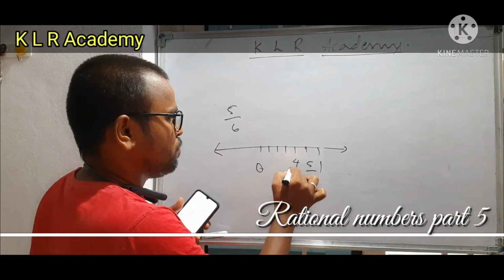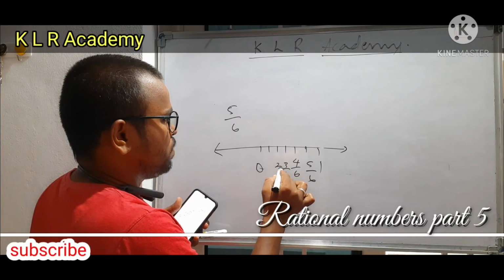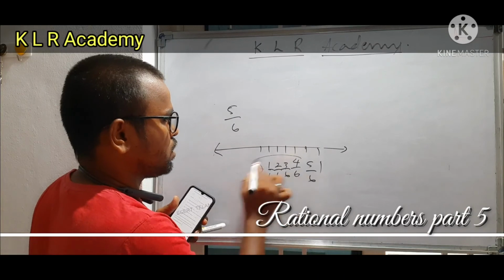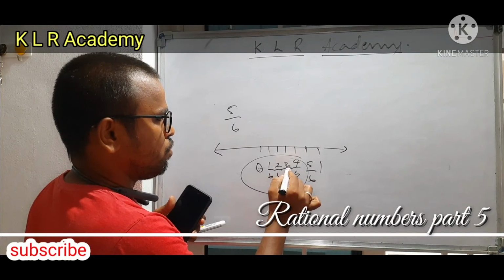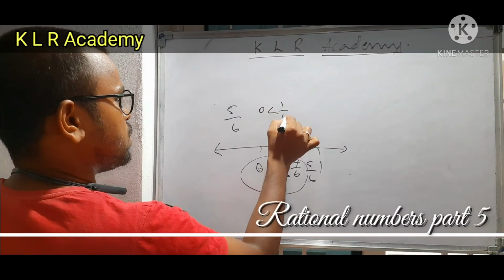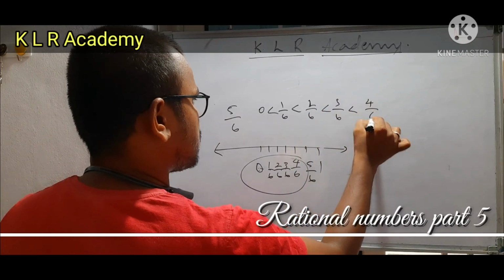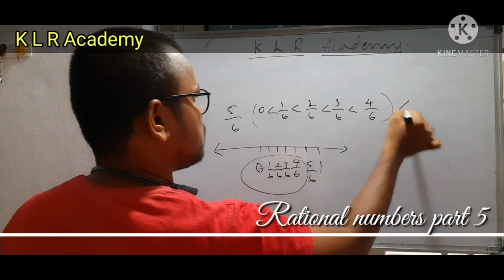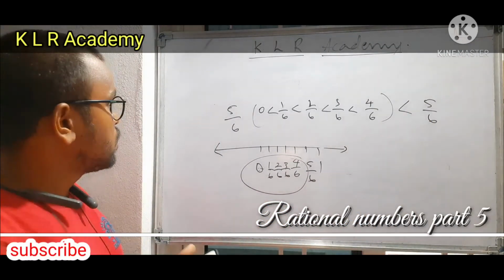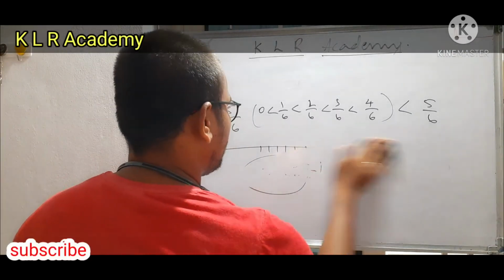So this is 1, 4 by 5, 4 by 6, 3 by 6, 2 by 6, 1 by 6. Okay, 5 rational numbers. These are 5. 1, 2, 3, 4, 5. 5 rational numbers which are smaller than 5 by 6. So 0 less than 1 by 6 less than 2 by 6 less than 3 by 6 less than 4 by 6. These are the rational numbers which are less than 5 by 6. Okay. This is which question? Question number 3.